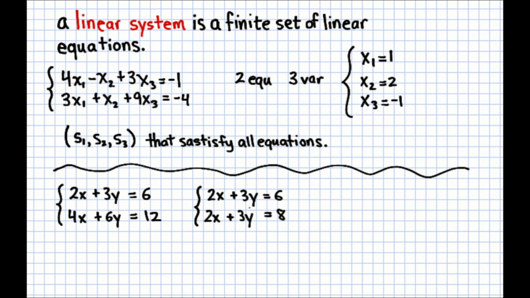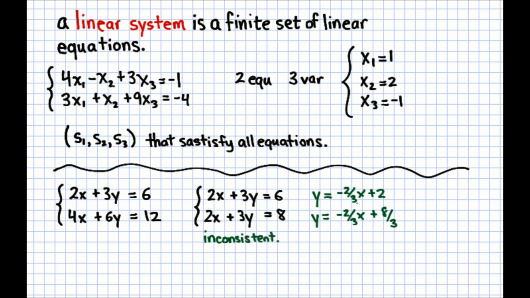And the reason why is because this is a set of 2 linear equations that have exactly the same slope but different y-intercepts. So if I solved for y in the first one, it would be y equals negative 2/3 x plus 2. If I solve for y in the second one, it would be y equals negative 2/3 x plus 8/3. And so same slope but different y-intercepts. And so this system here is said to be inconsistent.